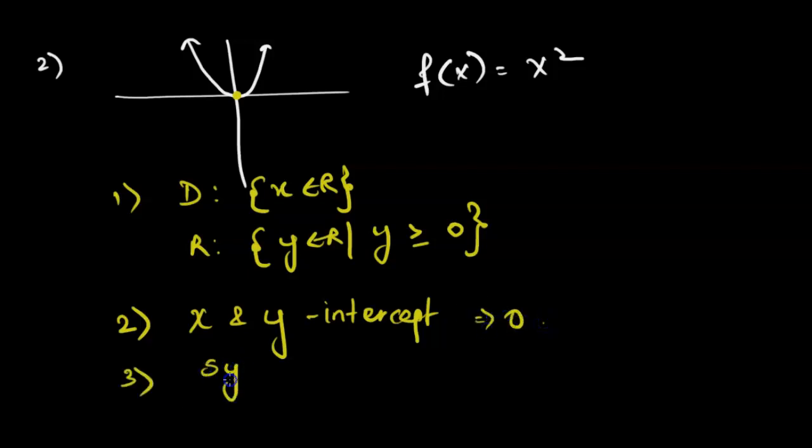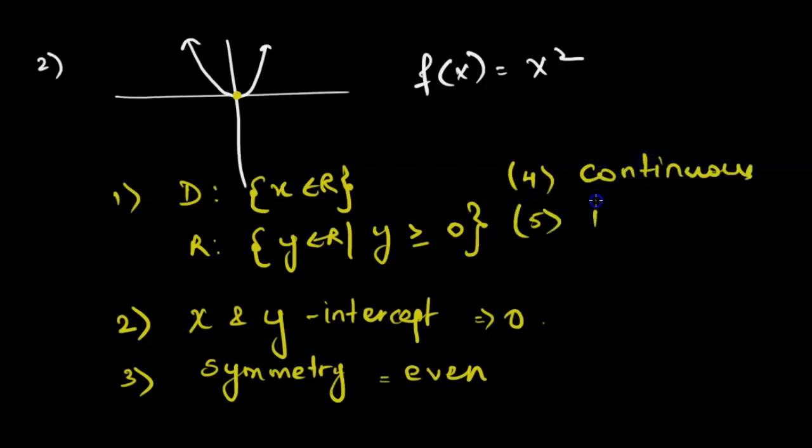Third, we have to write the symmetry. We know the symmetry is about the y-axis, so it has even symmetry. Next characteristic is: is this graph a continuous graph or a discontinuous graph? This graph is seen to have no break in the graph, no asymptote, no holes, nothing. So this is a continuous graph.